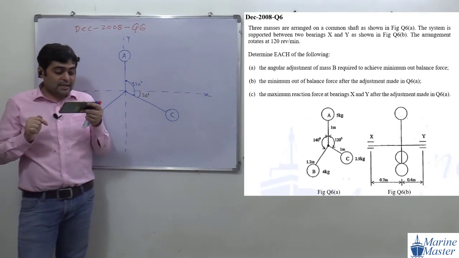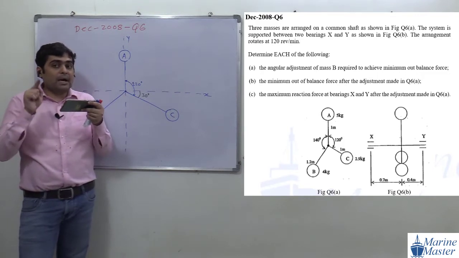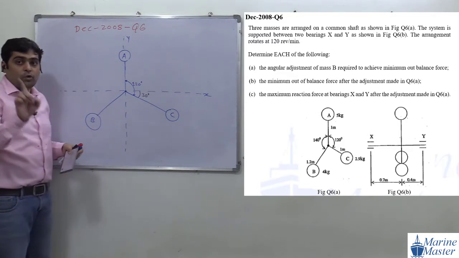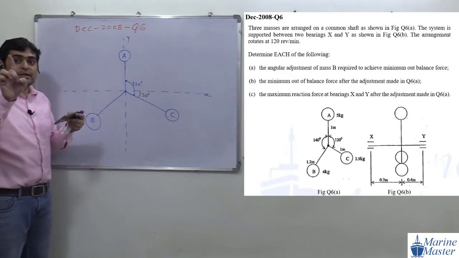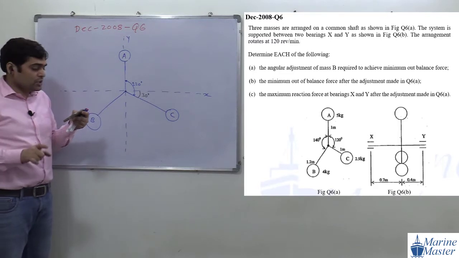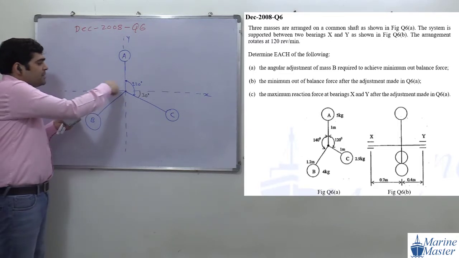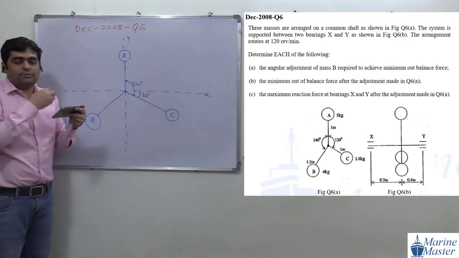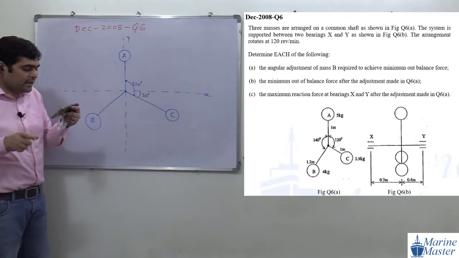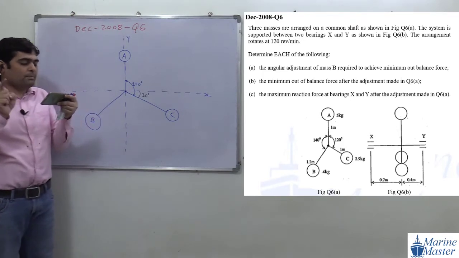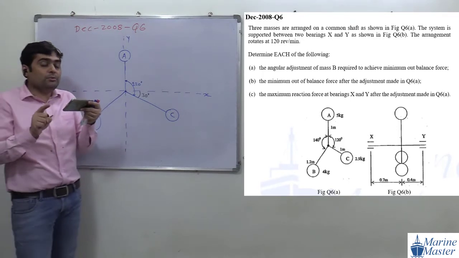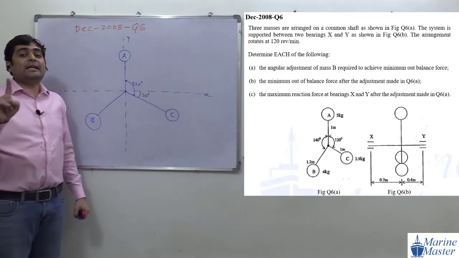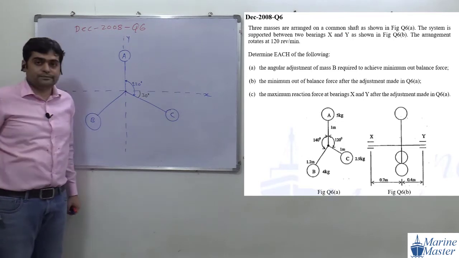In the A part they are asking us for the angular adjustment of mass B. We have to do only angular adjustment; the radius will remain the same. The earlier angle between A and B is 140 degrees, and we have to adjust that angle. The angular adjustment of mass B is required to achieve minimum out of balance force. There will be some out of balance force, but it must be minimum.